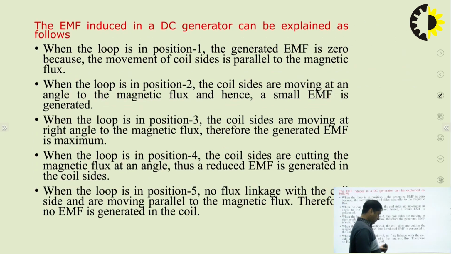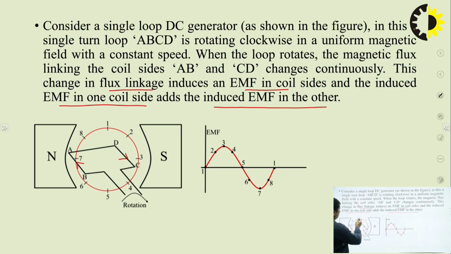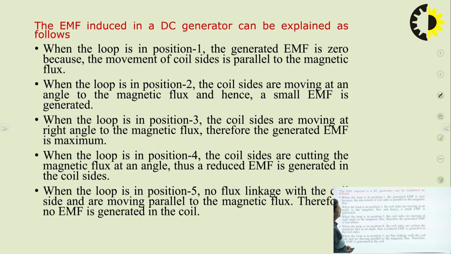Now the following points, the EMF induced in the generator, can be explained as follows, which I told you just now. When the loop is at position 1, the generated EMF is 0 because the movement of the coil side is parallel to the magnetic flux. Okay, the first point. So here at position 1, the flux is parallel with the coil side, so it is 0. When the loop is at position 2, the coil sides are moving at an angle to the magnetic flux, and hence a small EMF is generated.